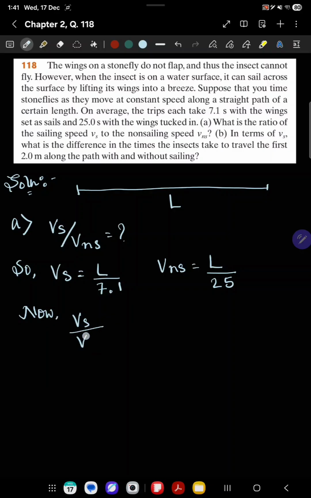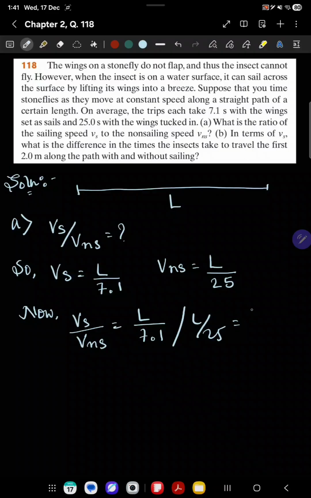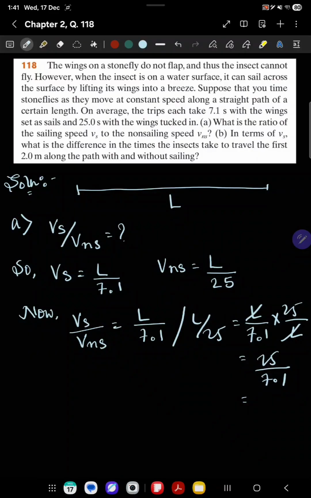we will get Vs upon Vns equal to L upon 7.1 divided by L upon 25. We can write it as L upon 7.1 into 25 upon L. We will get it as 25 upon 7.1, which in turn will give the value 3.52 as the ratio, which will be our answer for the first part.